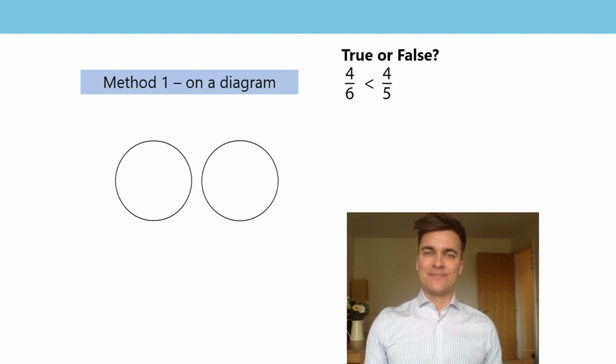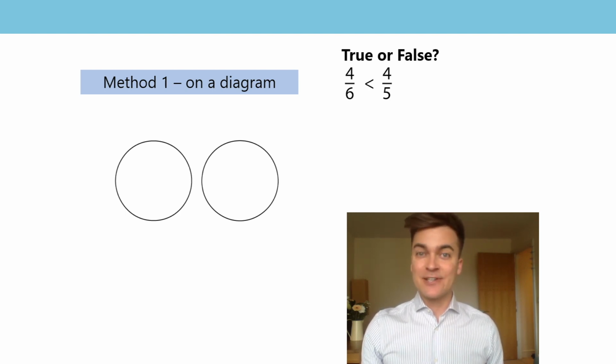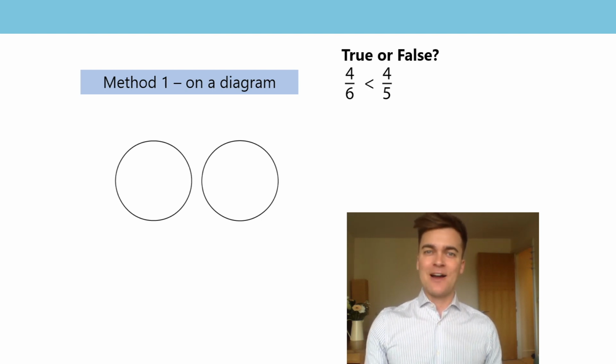How did you get on? Who had a go at method 1? Hold up your diagrams. Show me the diagrams you've used to show me whether or not it's true or false that 4/6 is less than 4/5. I see some circles like these. I see some rectangles as well. Okay, let's have a look.